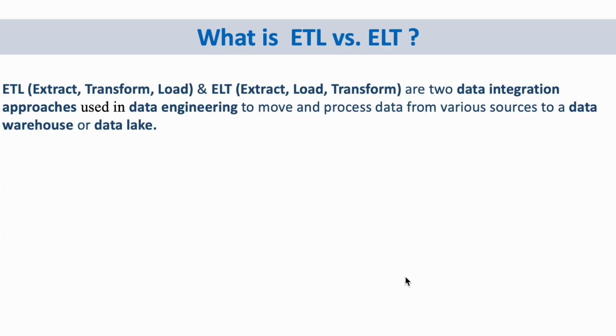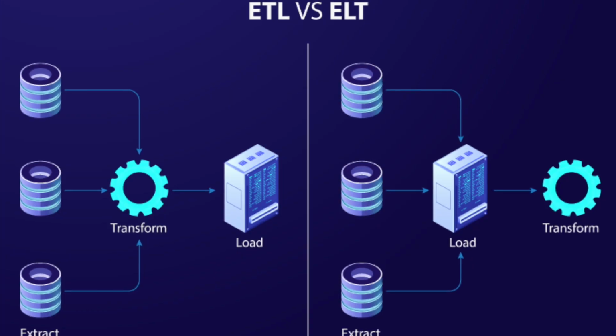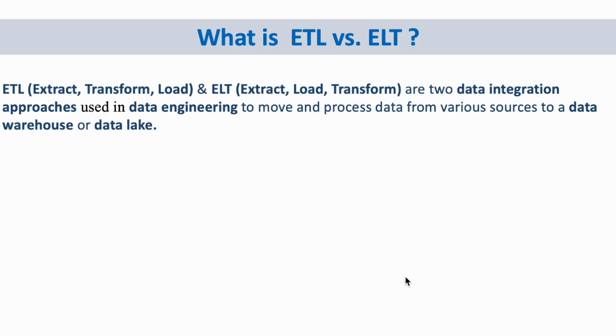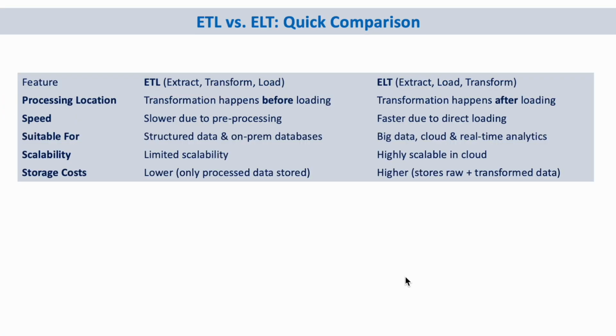So what are the major differences? We have to extract the data from the source and then transform it. After that, the loading will be done. That is called ETL. Second is ELT: the extraction will be done, then loading is done, and finally the data transformation is done. So what are the differences and what are the advantages? I created a small table for this. So here is a quick comparison.